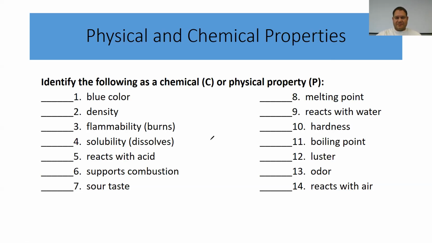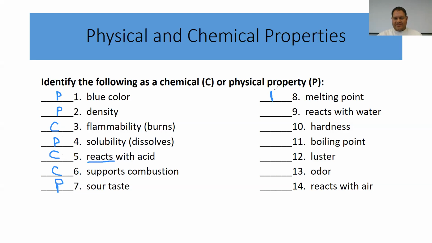All right, so I hope you've had enough time. So I'm just gonna run through the answers really quick. So a blue color, again, is a color, it's gotta be physical. Density is physical. Flammability, it's a chemical. Solubility, dissolving, if the substance dissolves, is actually physical. Reacts with, if you ever hear or see the term reacts with, it's gonna be a chemical. Supports combustion is chemical. Taste is, of course, physical.